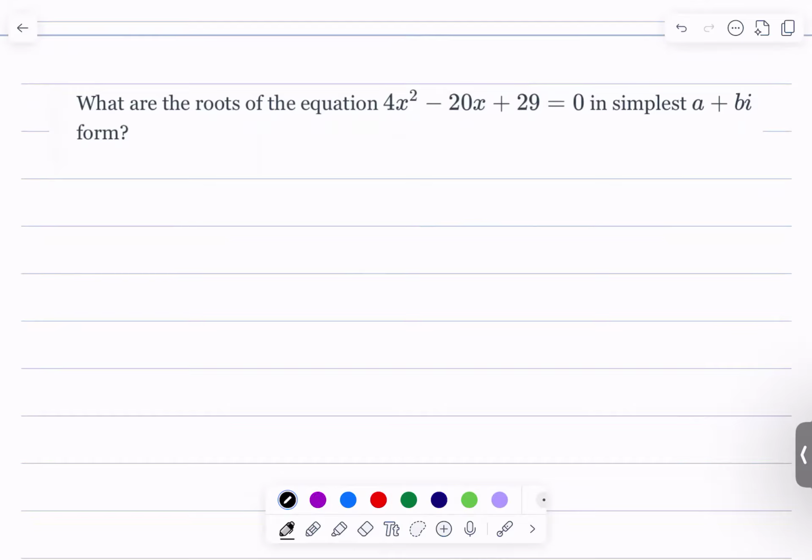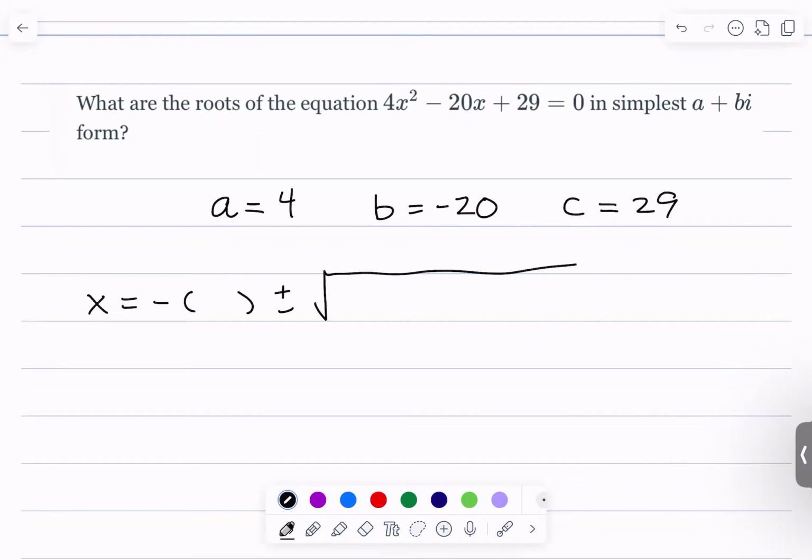So since it equals 0, my first step is already done for me. So my A value is 4. My B value is negative 20. And my C value equals 29, right? So x equals negative b plus or minus square root of b squared minus 4ac. Notice that I'm just putting in parentheses, right? Of the letters, all over 2a.